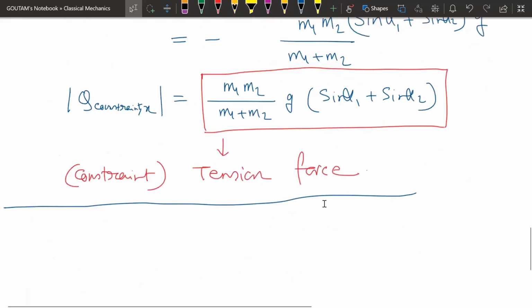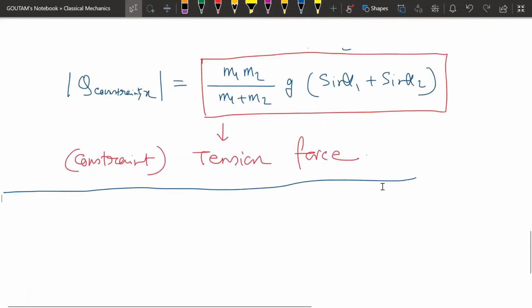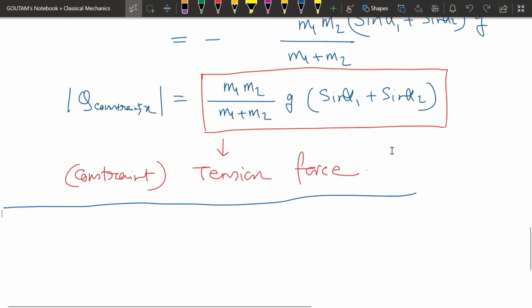So we solved a few examples for these systems with constants. Now we will move on to our next topic, which is the conservation theorem and symmetry properties.